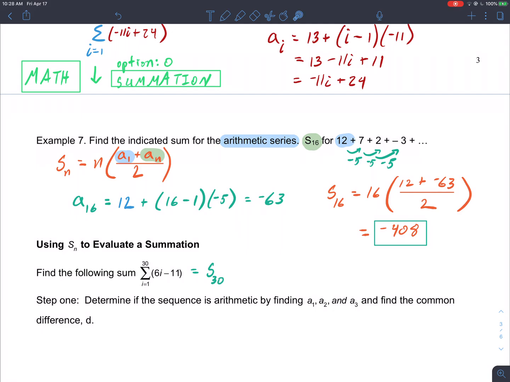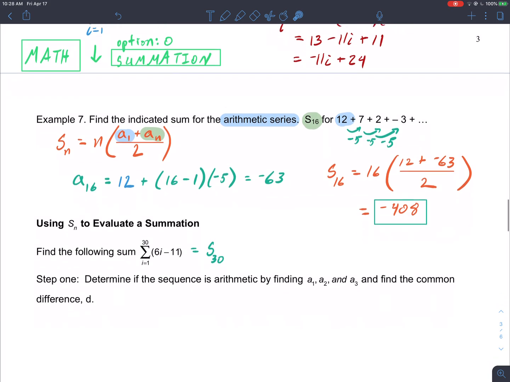It's a partial sum of 30 terms. What we don't know is what kind of sequence this is. Now, I know straight up, because 6i minus 11 is a linear term, that this has to be an arithmetic sequence. If it's an arithmetic sequence, then I can use the same formula for the first n terms of the arithmetic sequence.